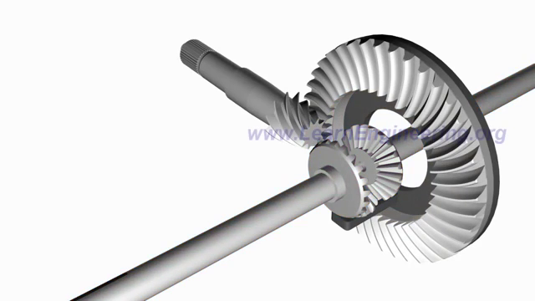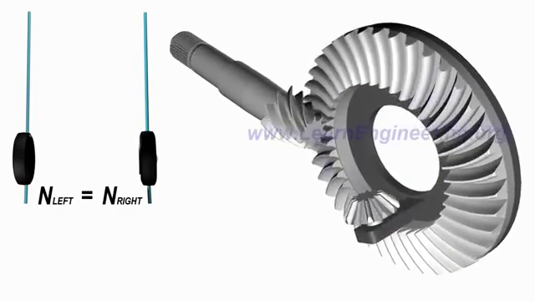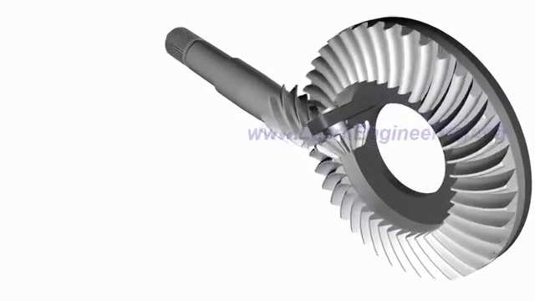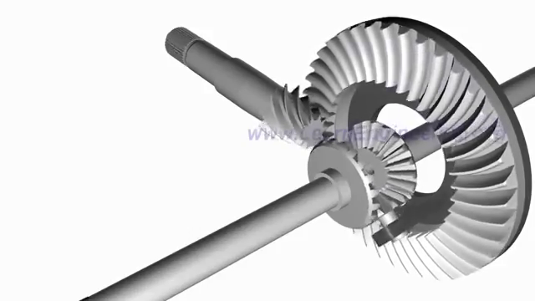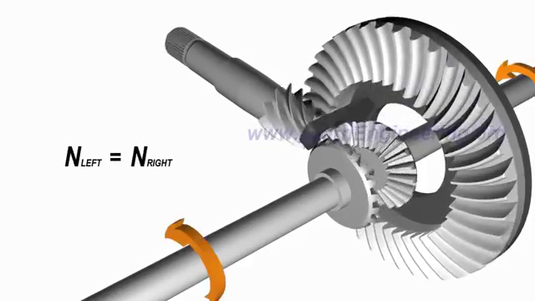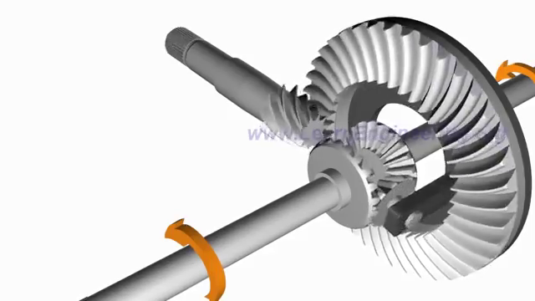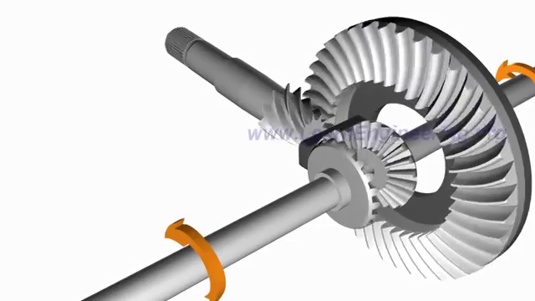Now let's consider different cases. The vehicle moves straight. In this case, spider gear rotates along with the ring gear but does not rotate on its own axis. Spider gear will push and make the side gears turn, and both will turn at the same speed. Or, when the vehicle is moving straight, the spider side gear assembly will move as a single solid unit.